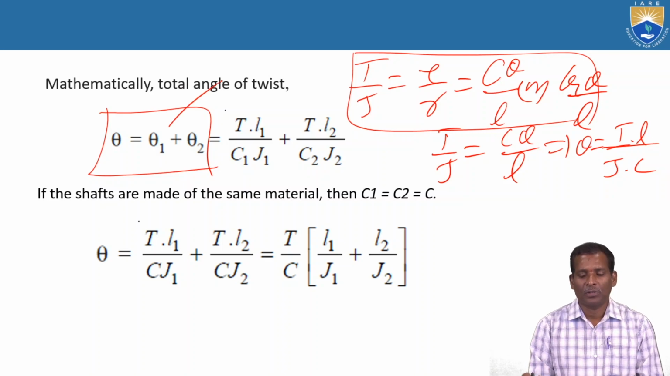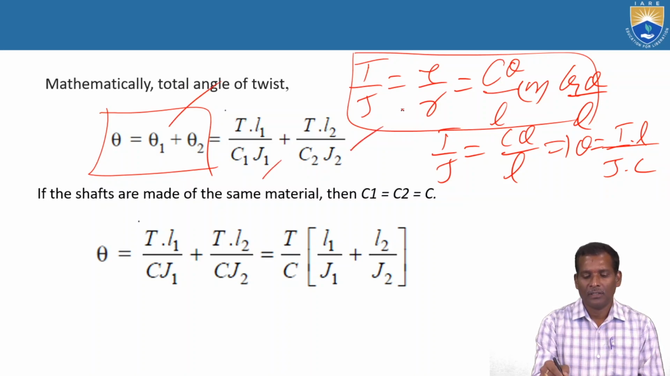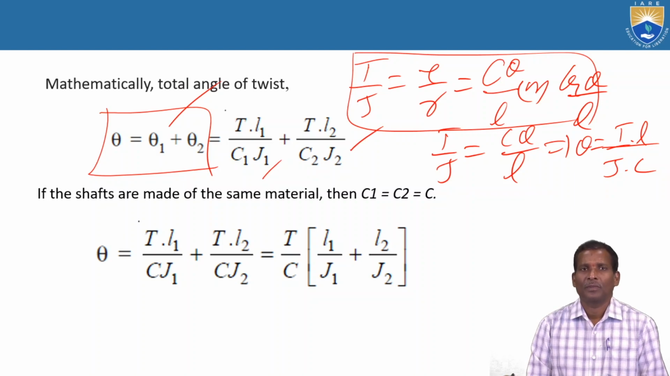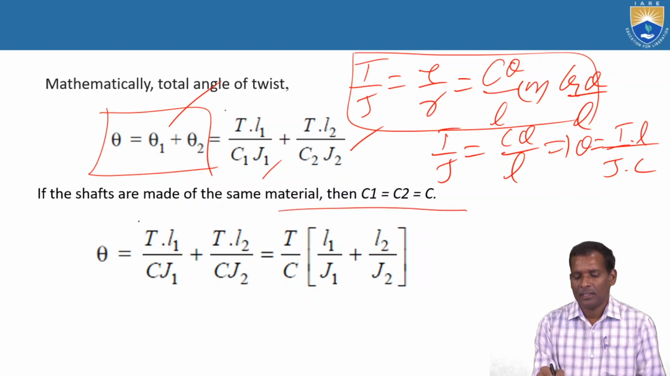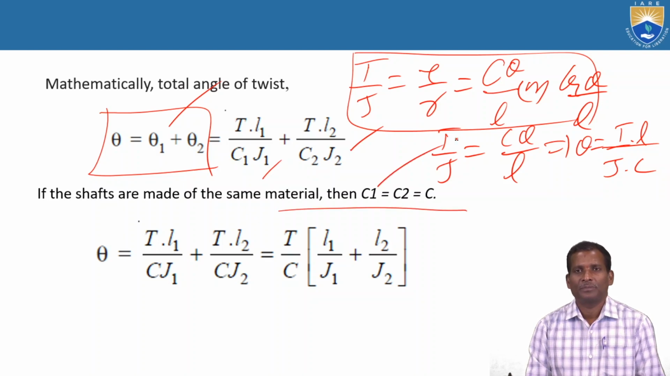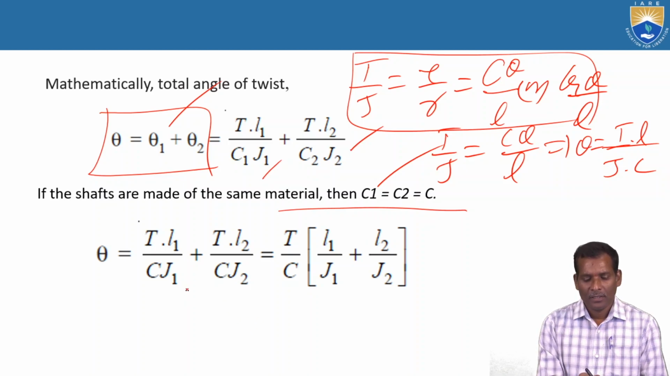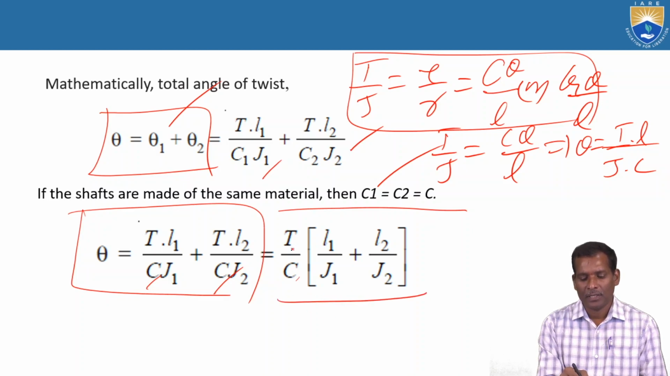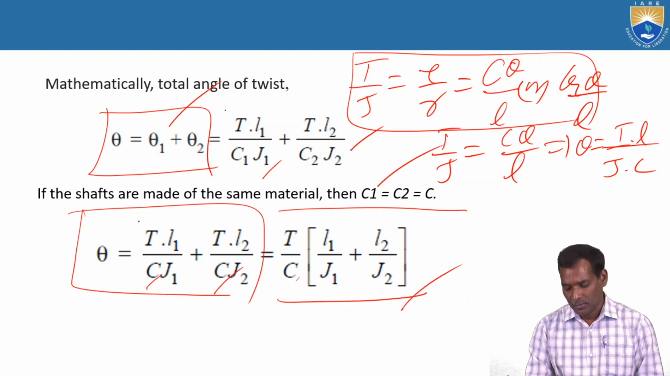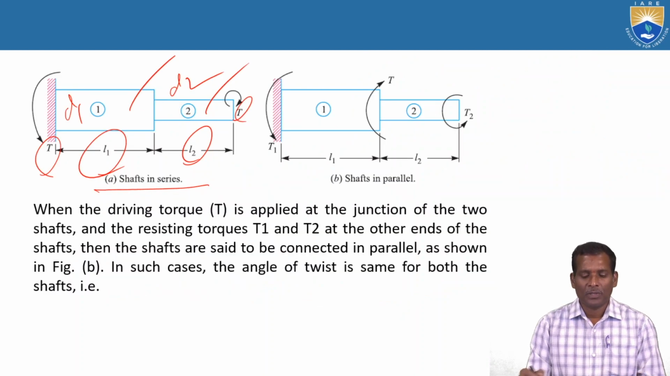So for the first shaft, theta 1 is equal to T L1 by C1 J1. For the second shaft, theta 2 is T into L2 by C2 J2. Suppose the two shafts are made of the same material, then the modulus of rigidity, the C value, is the same: C1 is equal to C2 is equal to C. Now equate theta. Taking T by C common, you will get theta is equal to T by C into L1 by J1 plus L2 by J2, if two shafts are connected in series. So this is the first case, shafts in series.